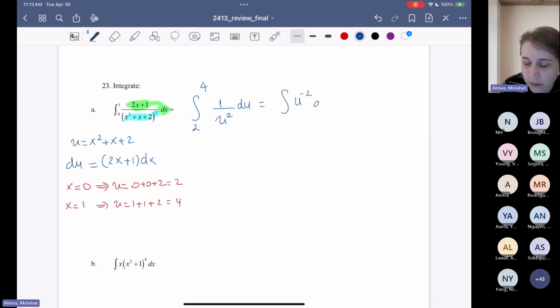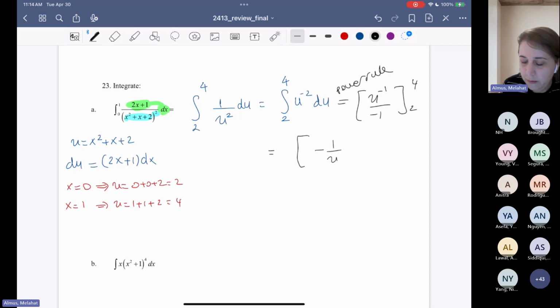Now we need to integrate it. We're going to integrate using power rule for integrals. Okay, if you want to rewrite before plugging in, it's basically negative 1 over U. Plug in.